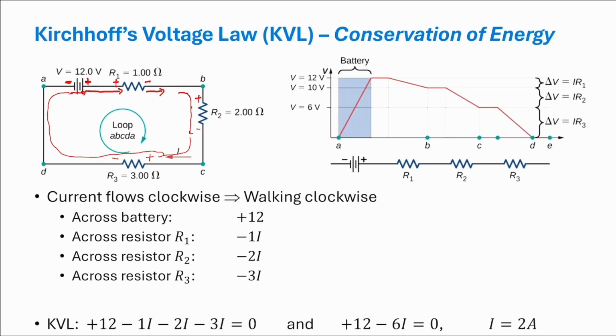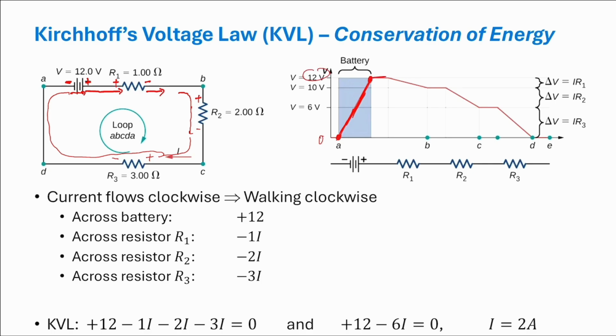So this is the energy diagram. From A, this is the negative terminal. The charge increases its electrical energy from 0 to 12 volt.